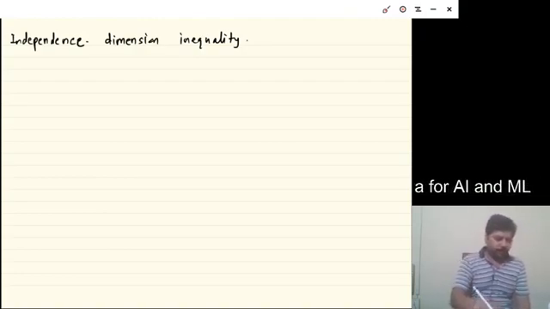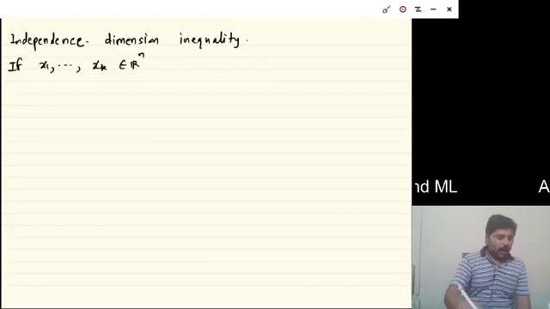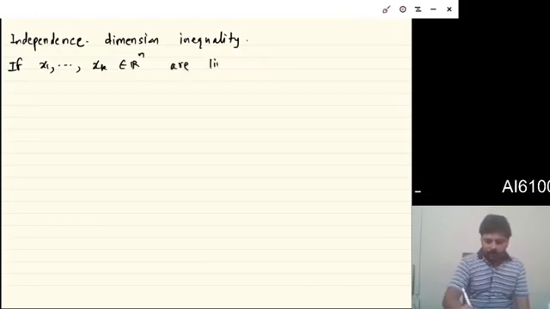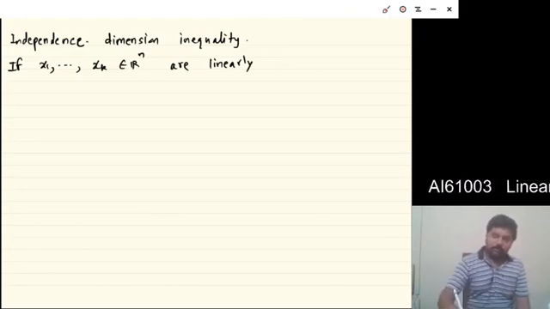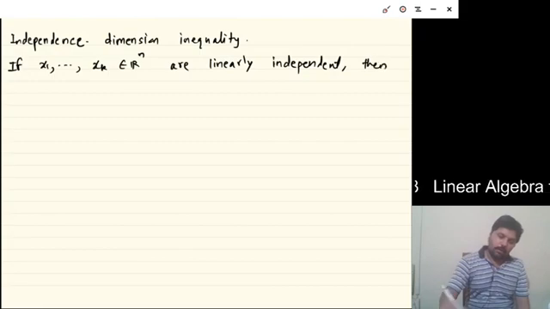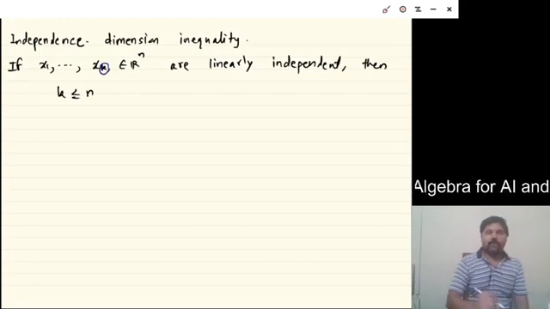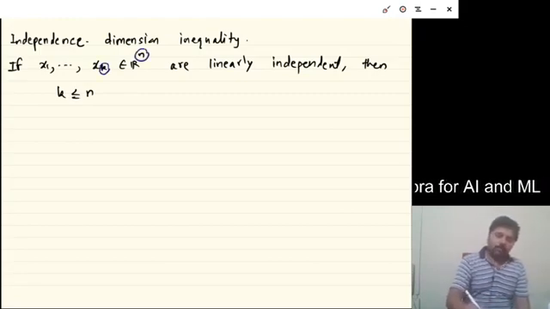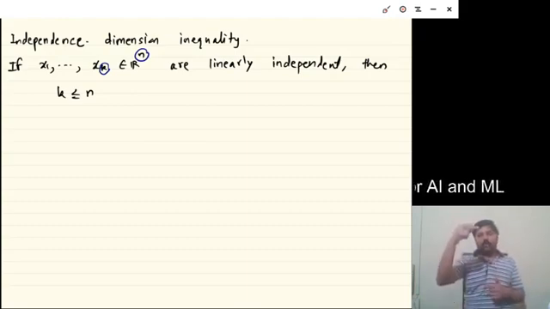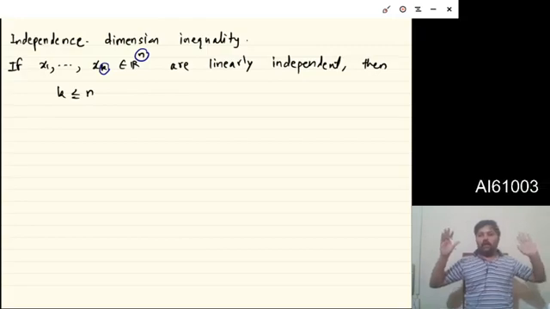If x1 up to xk in Rn are linearly independent, then k has to be less than or equal to n. What is k? k is the number of vectors in the collection, and n is the length of the vectors that you are talking of. So there is an upper bound on the number of vectors that you can have in a linearly independent set. You cannot have an arbitrarily large linearly independent set.